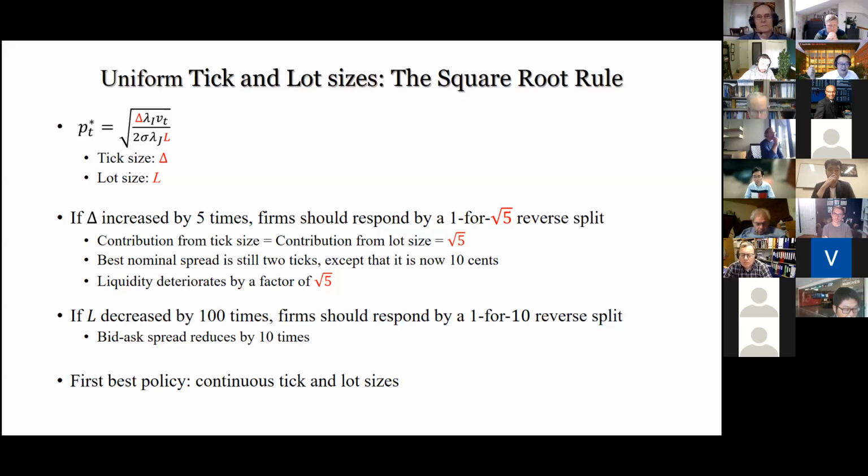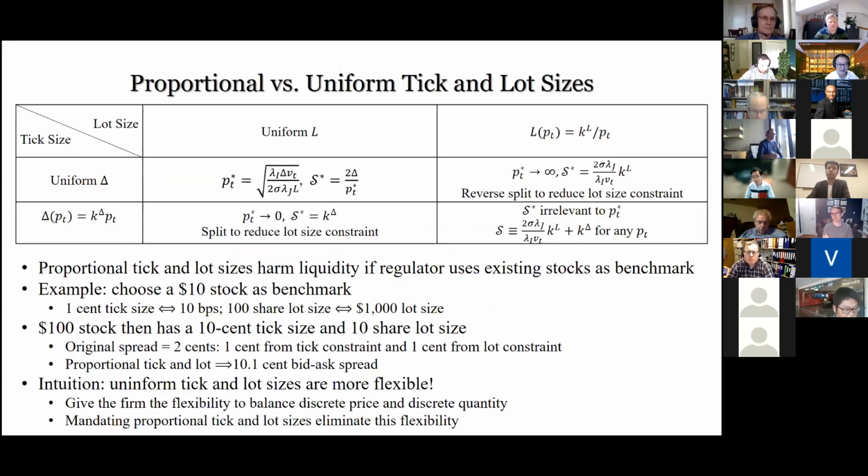So if you decrease the tick size by 100 times, then firms should permanently respond with a 1 for 10 reverse split. That means the bid-ask spread will reduce by 10 times. So the first best policy, going back to Pete's paper, is continuous tick size and lot sizes. Okay, so this is the US regime.